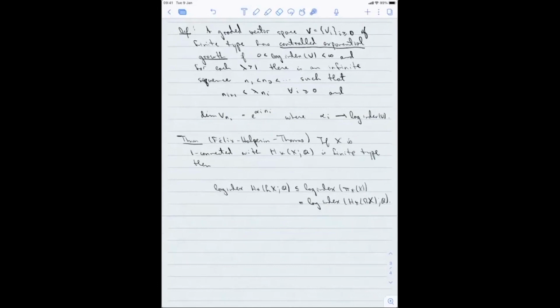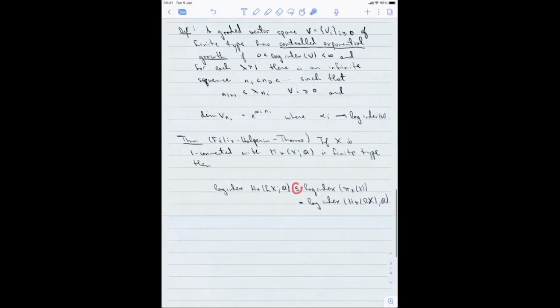A word about this, I guess. This equality is really coming from Milner-Moore on the one hand. So they say that the rational homology of loop X should look like the universal enveloping algebra of the free Lie algebra generated by the homotopy groups of X. Right? So there's the connection between the homology of loop X and the homotopy groups of X. And Felix, Halpern, and Thomas show that the log index of that universal enveloping algebra is the same as the log index of its underlying Lie algebra. So that's why you get this equality.